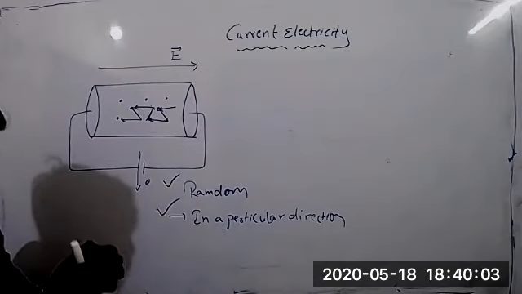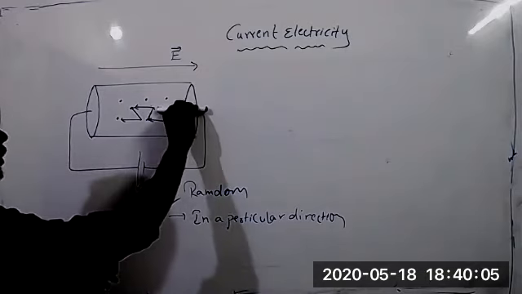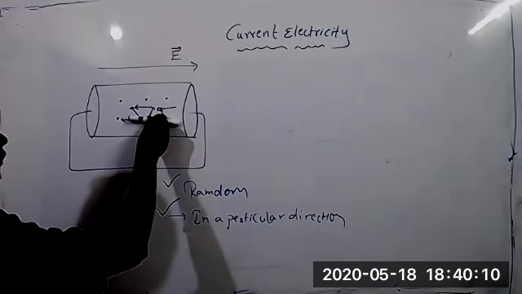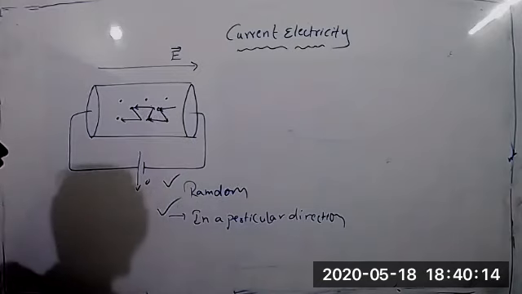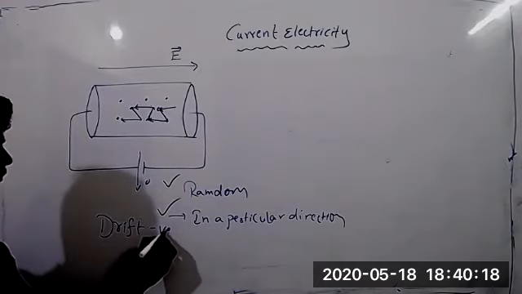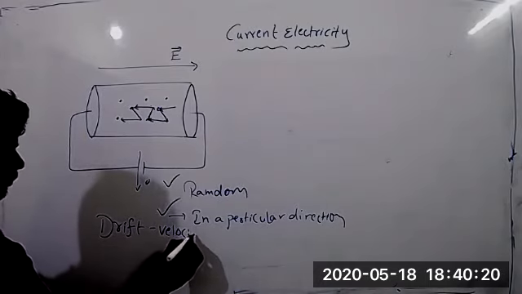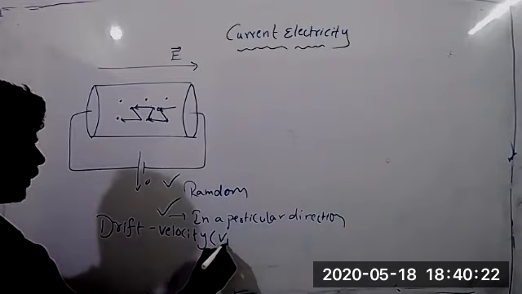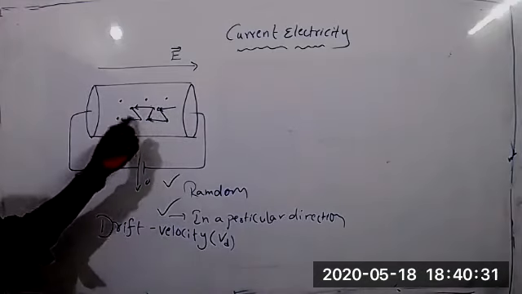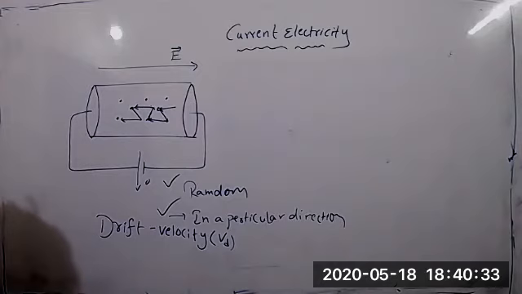The minimum velocity with which a particle drifts opposite to the electric field is called drift velocity. Drift velocity, VD. Drift velocity means the minimum velocity with which a particle drifts opposite to the electric field. Means one electron.